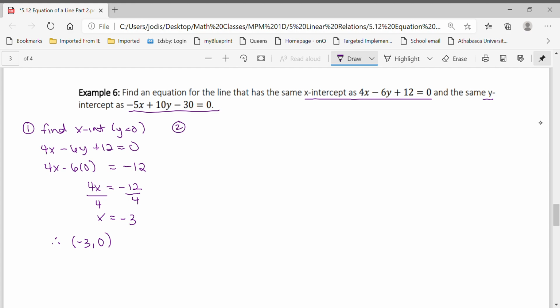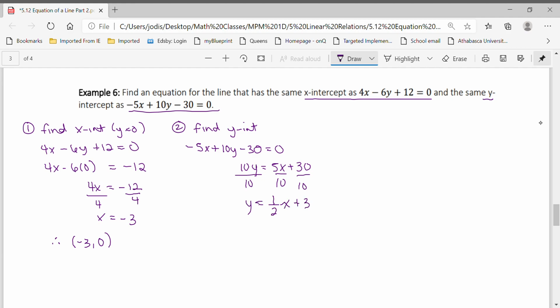We also know it has to have the same y-intercept as this line. So let's find our y-intercept. So -5x plus 10y minus 30 equals 0. We can just rearrange and put it in y equals mx plus b form. It's probably easiest. Divide everything by 10. y equals 5 over 10 is the same as 1/2, and 30 over 10 is 3. So my y-intercept is (0, 3). And I want to find the equation of this new line that has these two things.